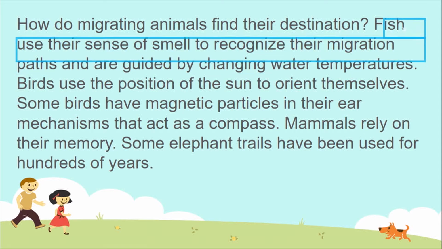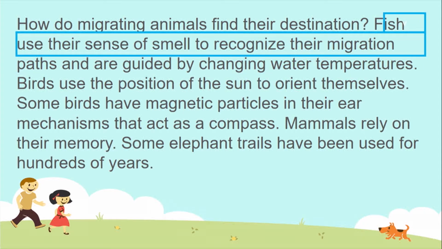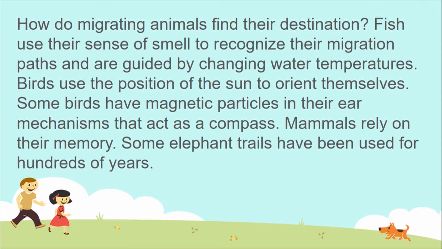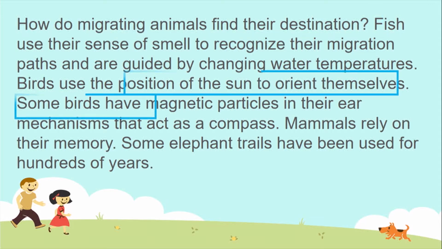Is the biggest idea about the fish and how the fish migrate? Do all the other lines support that one idea? No, because we have other animals there. What about the line that talks about the birds? Now it's highlighted a little badly, but we're reading from where it says some birds. Some birds have magnetic particles in their air mechanisms that act as a compass.